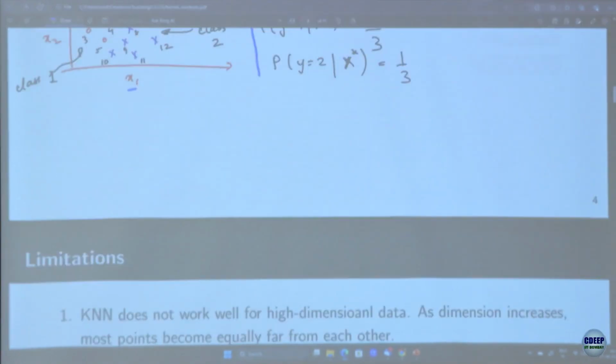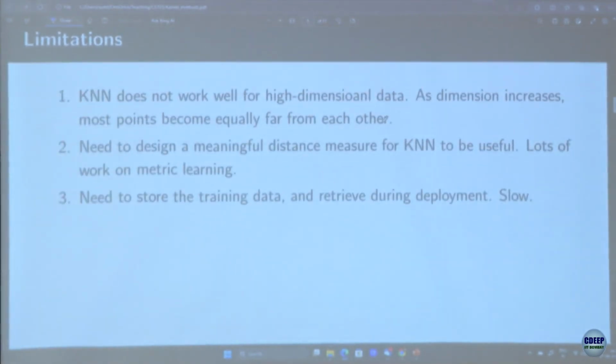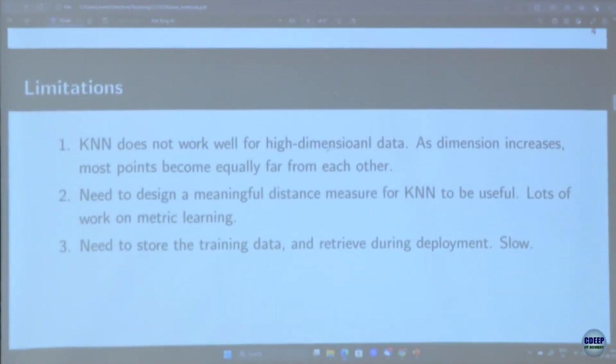And then we spoke in the class about the limitations of the k-nearest neighbor classifier. It does not work well for very high dimensional data because as the number of dimensions increases, the distance function becomes very noisy. For high dimensional data, there is the curse of dimensionality. Suppose you are measuring the Euclidean distance between two points and you have 10,000 dimensional data, then almost all points start looking equally far from every other point. So the nearest neighbor classifier is not able to do a good job of classification.